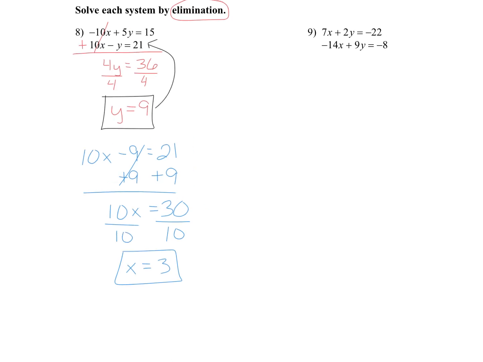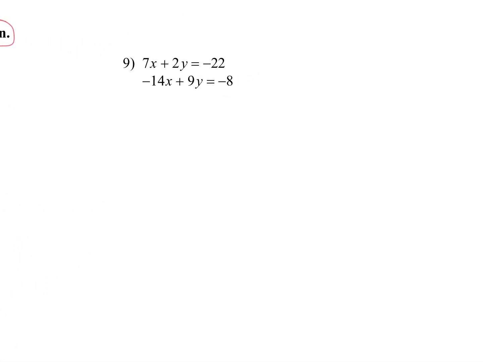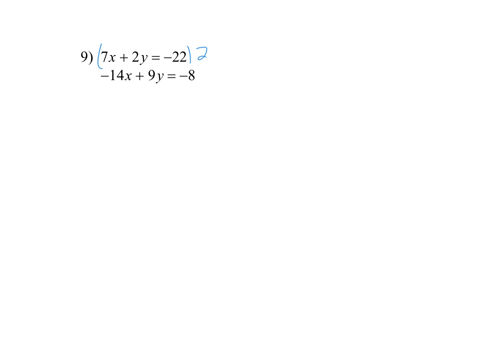9. Okay, I'm going to look at both 9 and 10 because they're a little different. Do any cancel out right away? No. What do we do if none of them cancel out right away? Right. You want to make them cancel out. So looking at the x's, can I turn one of them into the other? Which one? I can turn the 7, so we're going to take that right there. What am I going to multiply by? 2. Good. Why am I multiplying by a positive 2? Because you want them opposite.